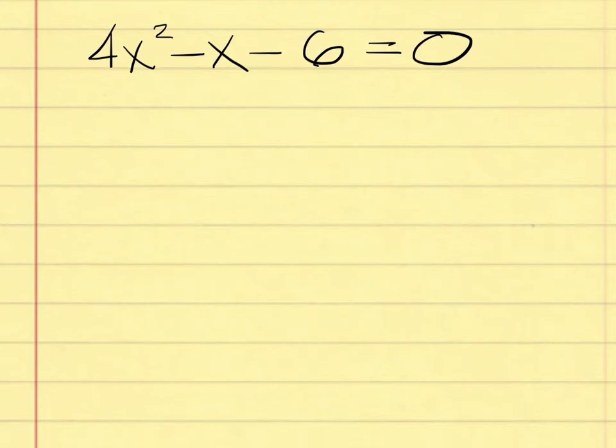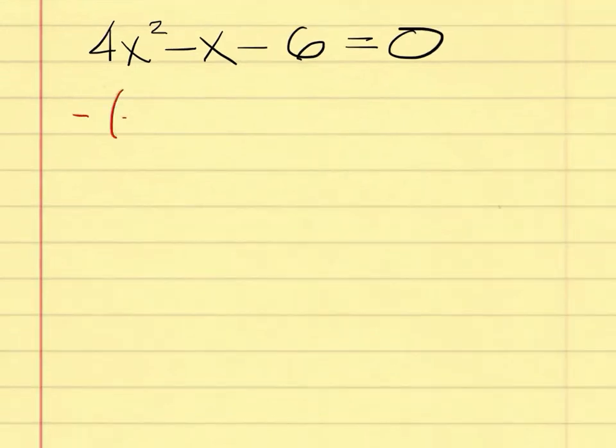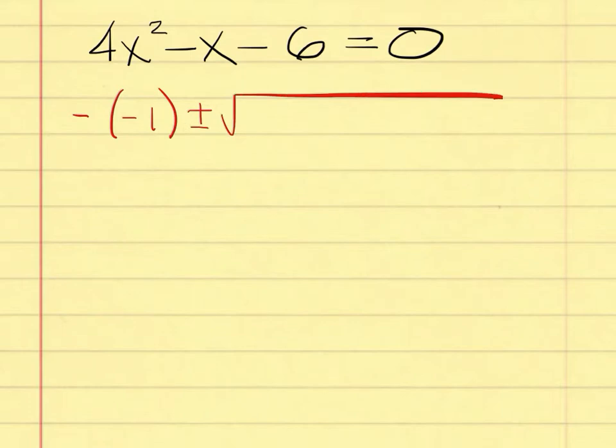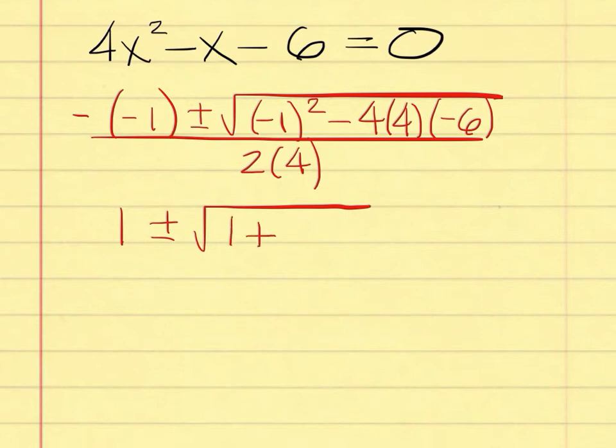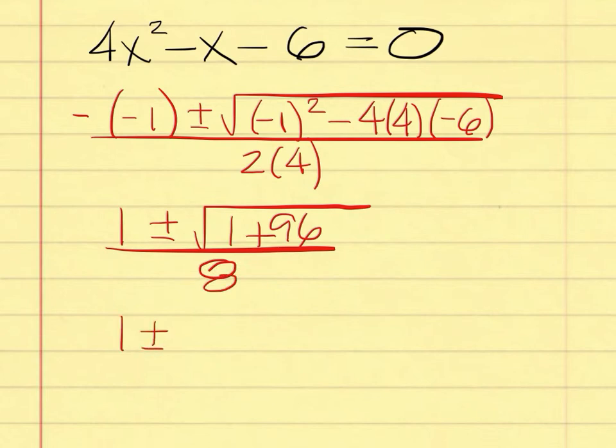The practice problem is 4x squared minus x minus 6 equals 0. For this problem, you should have a negative 1 plus or minus the square root of the quantity squared of negative 1, and then minus 4 times a negative 6. All of that over 2 times 4. So you'll have a 1 plus or minus the square root of 1 plus 96 over 8. And then you'll have 1 plus or minus the square root of 97 over 8.